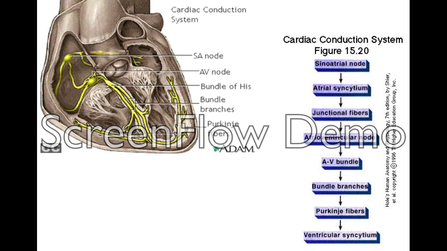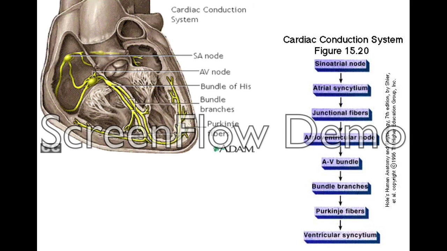The AV node is a section of nodal tissue, and it delays the cardiac impulse from the SA node to allow the atria to contract their contents first. Action potential passes slowly through the AV node to give the atrium time to contract. Then, the action potential meets at the bundle of His.